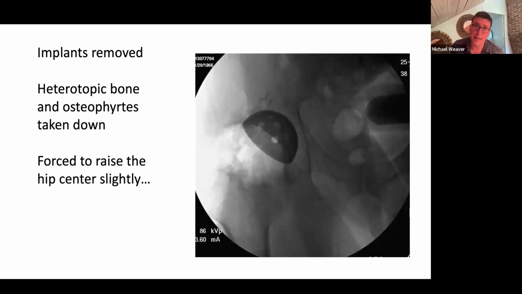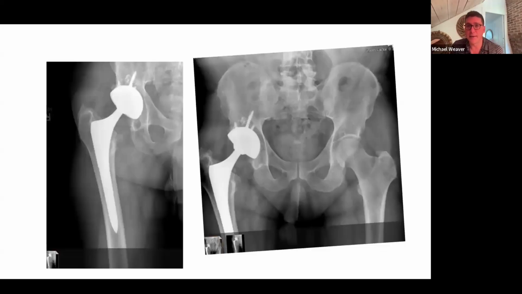In general, I leave anything that's flush with the cup, but if it's proud of the cup, then I want to remove that to reduce the risk of impingement and dislocation. Here we had to raise his hip center slightly, but we were able to make that up on the femoral side and put things back where they belong. Again, it's a little bit of extra work to get that metal out, but it's time well spent, I think, to reduce that risk of infection.